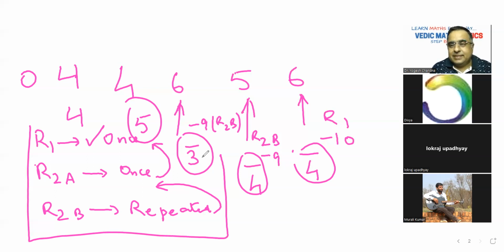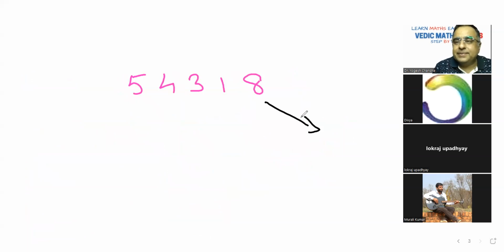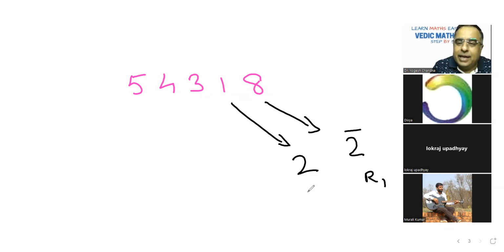Let's take one more question. Give me one now. 54318. The 8 becomes 2 bar. Now here you have applied R1, here you have applied R2A. What after R2A? 3 is there. Then go to step 1. So that means 3 will remain as it is.